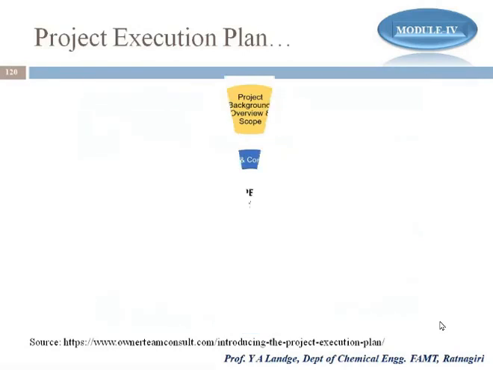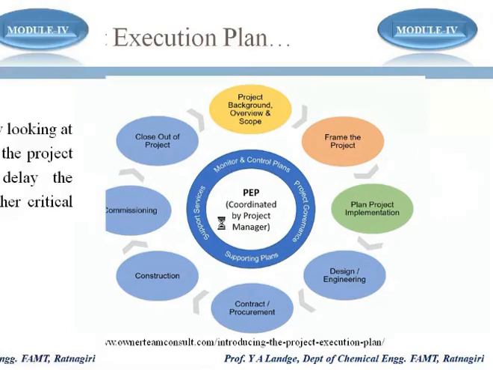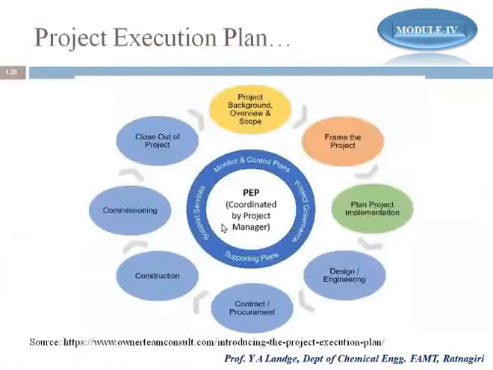Now see here, this is one diagram which we call the project execution plan, which is called PEP. This is coordinated by the project manager. If you see this diagram, the yellow is called the project background overview and the scope. In a planning or definition phase, we say what the scope of the project is, but we are not planning the whole process. We are planning only the execution. We do not worry about the delivery, or the initial planning. We are planning for the project execution.